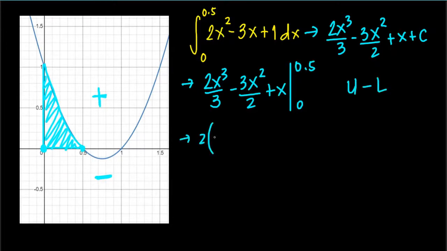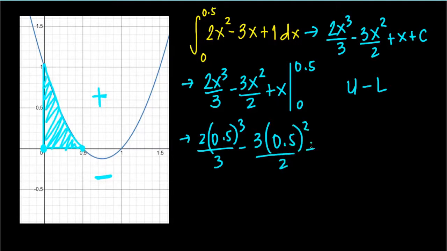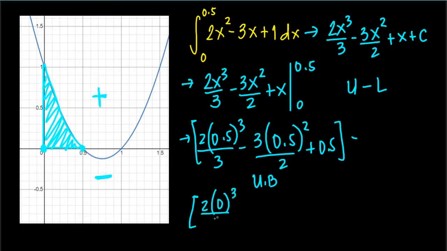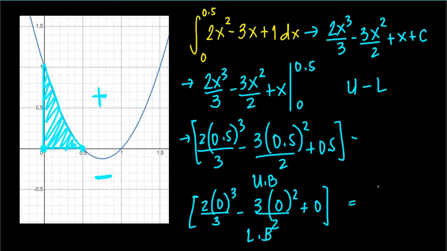So 2 times 0.5 cubed over 3 minus 3 times 0.5 squared over 2 plus 0.5, all for our upper bound, minus, we have 2 times 0 cubed over 3 minus 3 times 0 squared over 2 plus 0. All for your lower bound. Okay, just use your calculator and you're supposed to get 5 over 24. So, please check if it's the same.